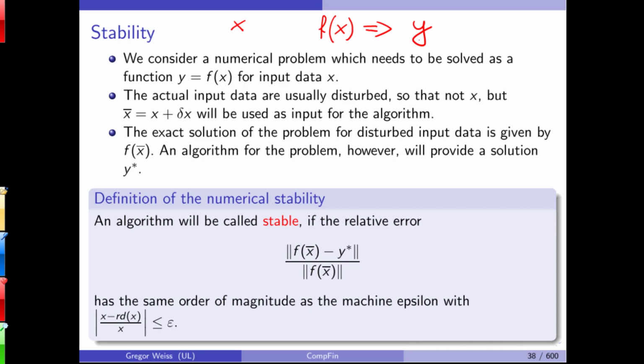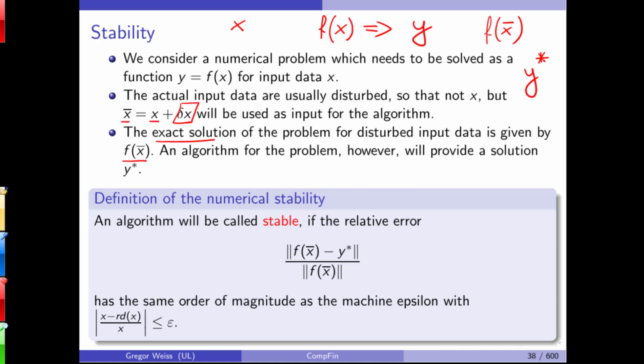X, however, will almost always include some kind of input error. So we will have X bar, that is X, the true input data, plus an error, delta X. Now, what would you expect from an algorithm, ideally? Ideally, we would expect the exact solution being f of X bar. However, we will usually get Y star.